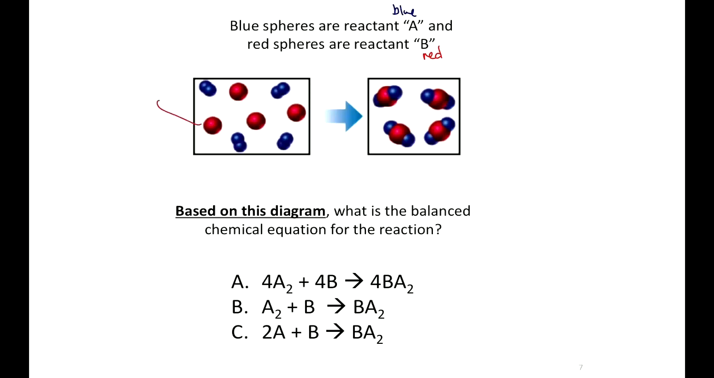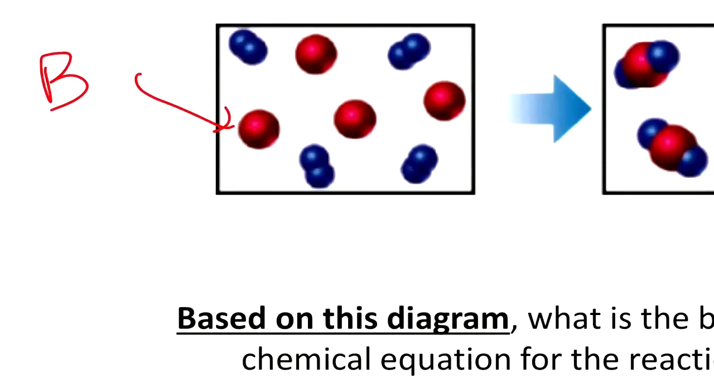So what is this guy? What is that? How should we depict that as a chemical symbol? B, yes. So just B, nothing else, no embellishments on it, it's just B. Yeah, it's just B because in this picture, it's just one atom in this case. So it's just a B atom.